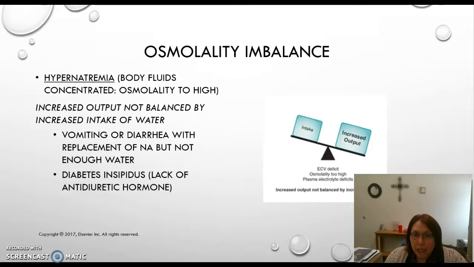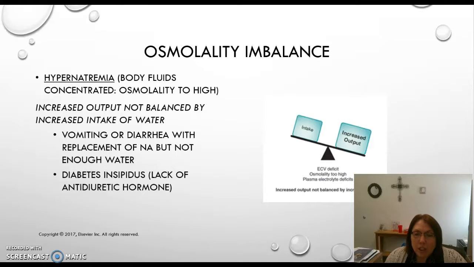Hypernatremia can occur, and I kind of already explained this just a little bit ago, when body fluids are concentrated, so the osmolality is too high. So we could have an increased output not balanced by the increased intake of water. So vomiting or diarrhea with replacement of sodium but not enough water. So if we give them back their sodium but we don't give them enough fluid.